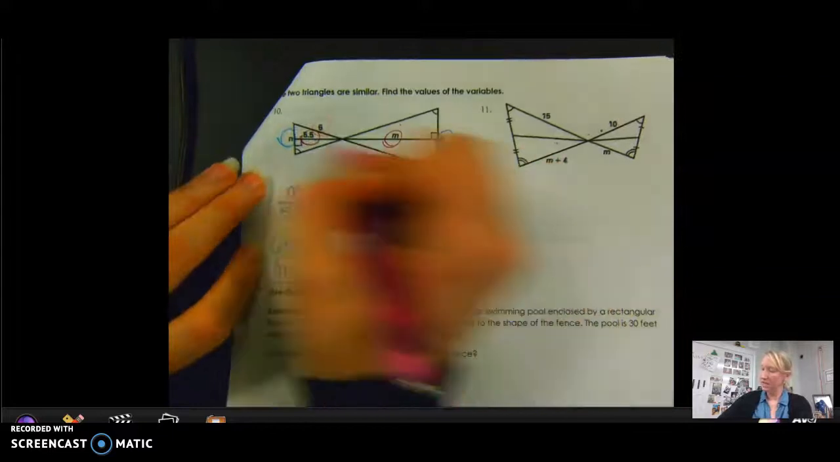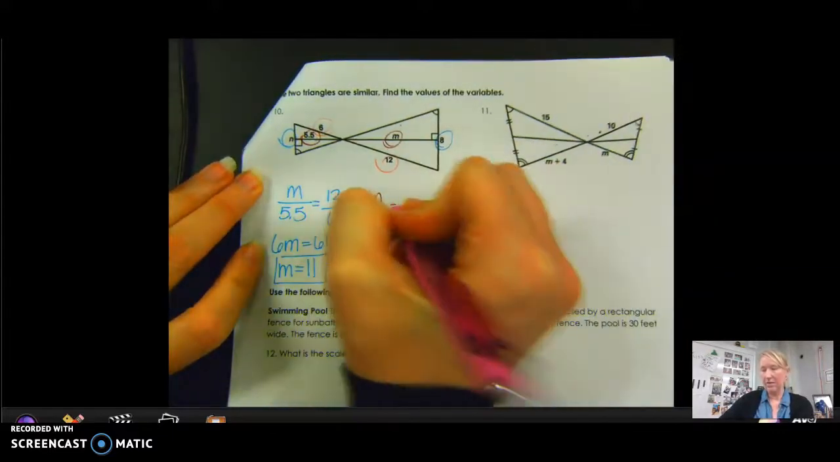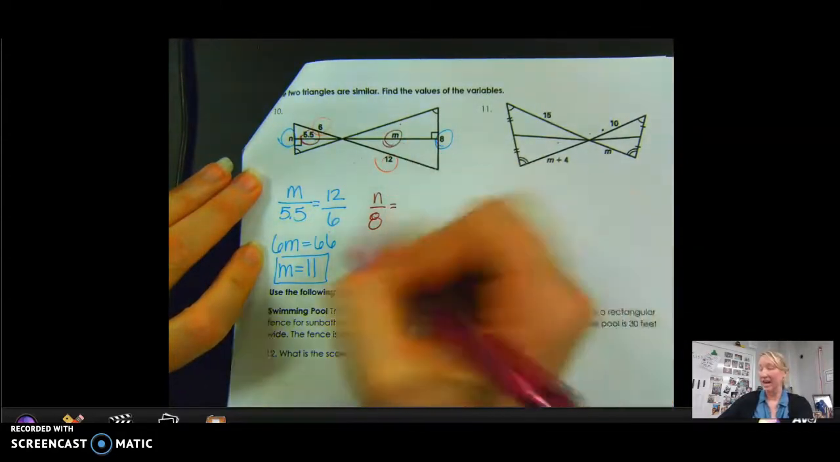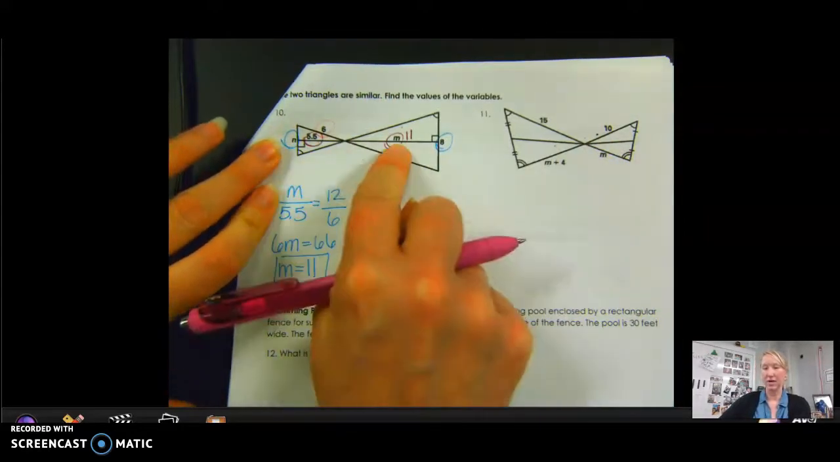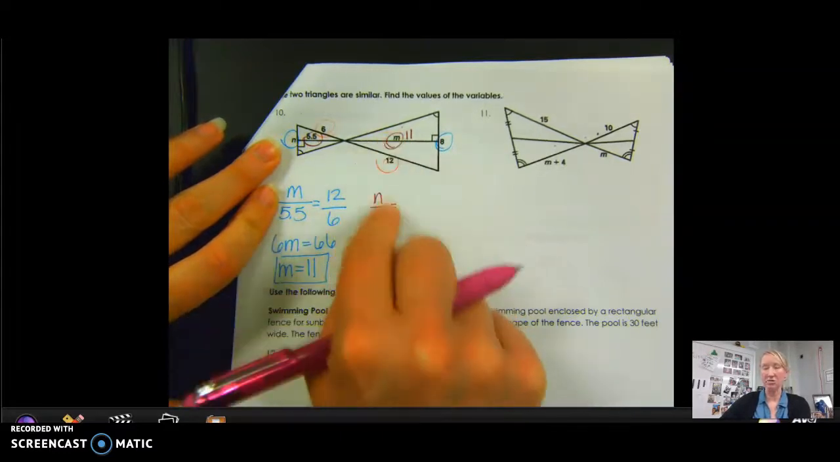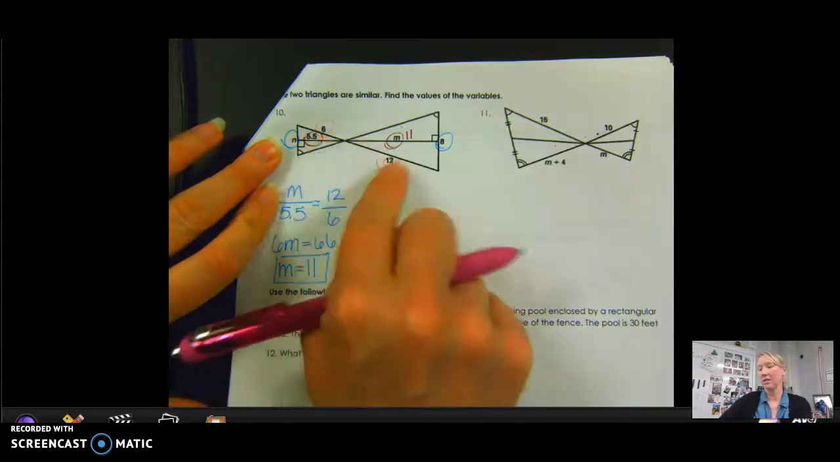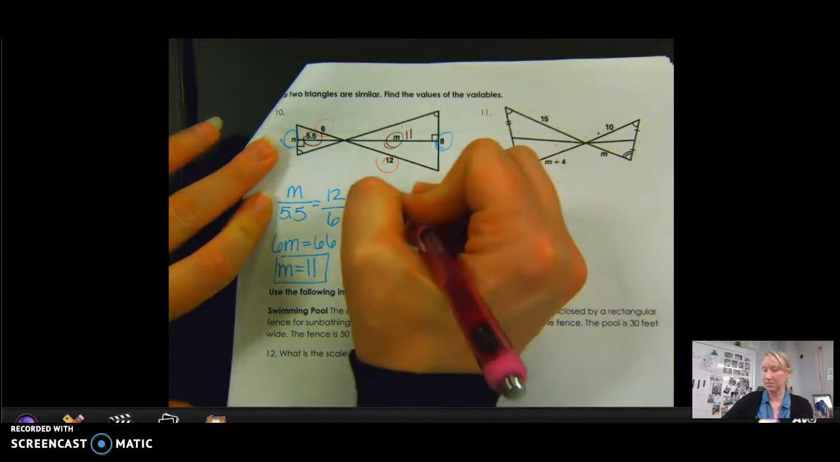To solve for n matches up with 8. So I'm going to do n over 8 equals. Now again, I have to come up with sides that are already given to me with numbers. I could use this 11 and 5.5 because now I both have numbers there. But what happens if I had gotten m incorrect and I used it in this problem? Then I'm for sure going to get n incorrect. So that's why I go back to the numbers that they gave you, so that you're not using an incorrect answer to possibly get it wrong.